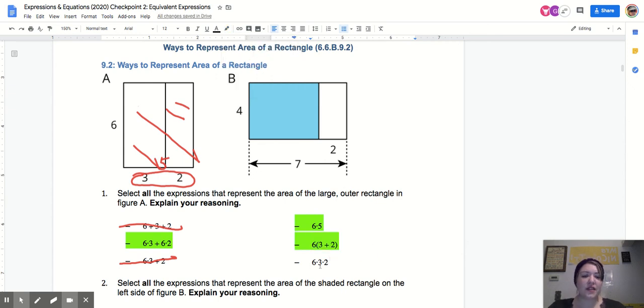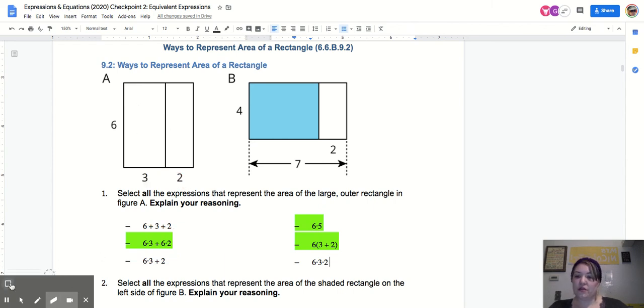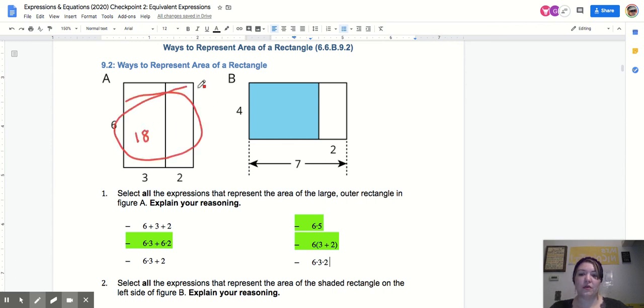And if we have 6 times 3 times 2, we've already determined that this area is 30. So if we look, 6 times 3 would be this 18. And if we multiply the whole thing times 2, that would give us 36. That is not correct. So as you see, those 3 that we have highlighted in green are equivalent expressions, and they are the 3 different ways we can write an equation using the distributive property.